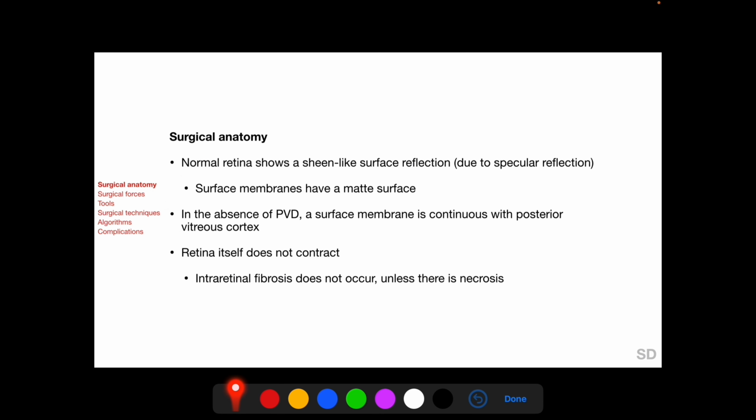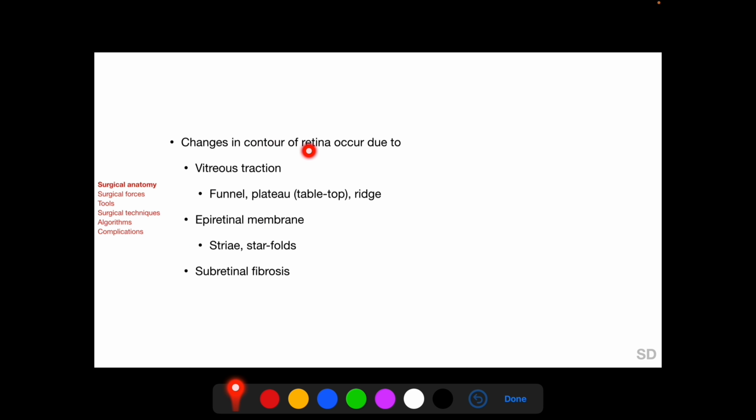Normal retina shows a sheen-like surface reflection, but areas with surface membranes have a more matte appearance. It is important to remember that in the absence of posterior vitreous detachment, a surface membrane is continuous with the posterior vitreous cortex. Also, the retina itself rarely contracts, as intraretinal fibrosis does not occur unless there is necrosis of tissue. And changes in contour of retina, including retinal detachment, can occur due to vitreous traction, epiretinal membrane, and subretinal fibrosis, each of which can be dealt with by PPV.